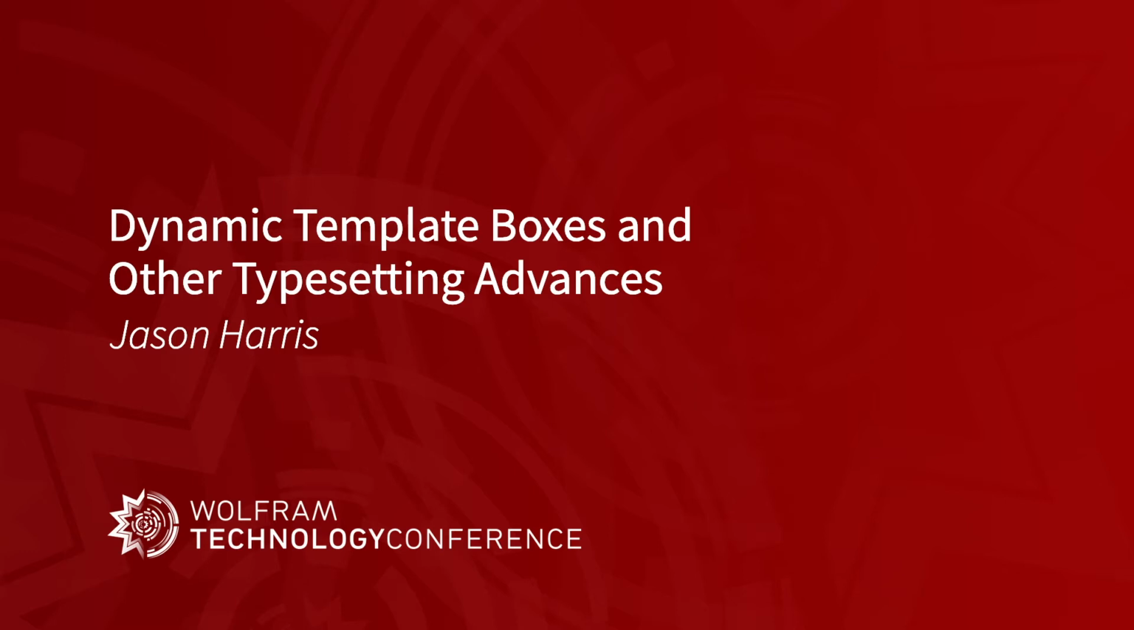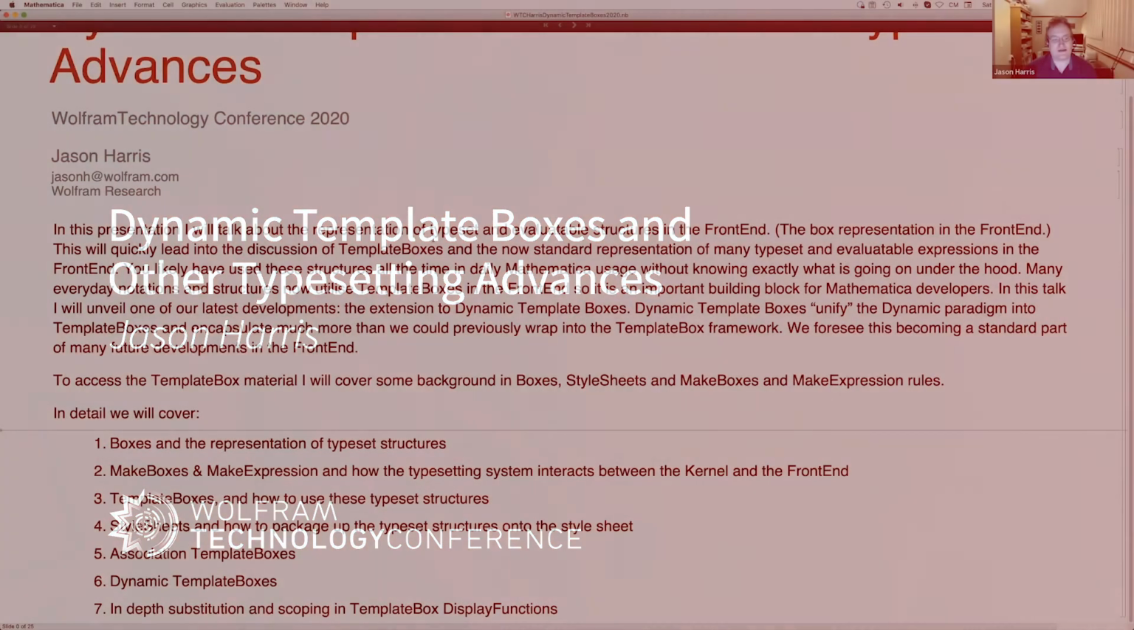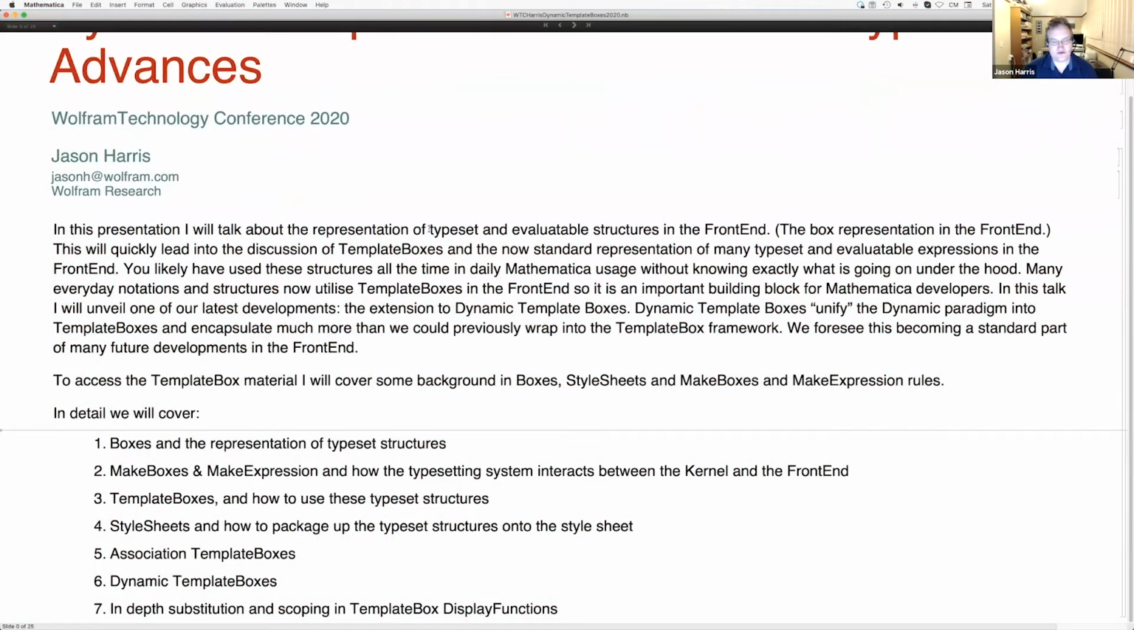Okay, so in this presentation, I'm going to quickly go through a recap of some of the stuff to do with typesetting, boxes, the underlying representation of things in the front end, the box representation, in an effort to get up to speed and be able to actually talk about template boxes, which are now basically the standard representation of how we do a lot of the advanced typesetting in the front end. To do that, I'll cover some of the material I've covered before. It's very quick, zipping through boxes, style sheets, and make boxes and make expression rules in Mathematica.